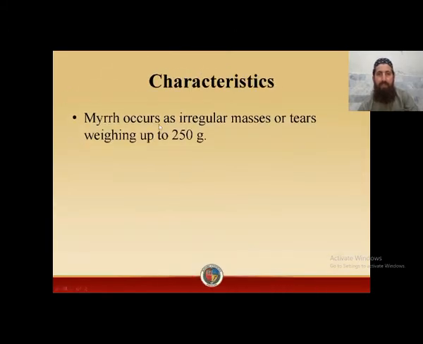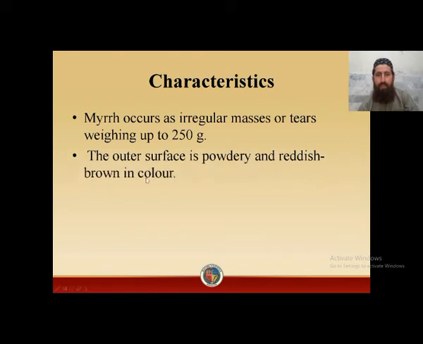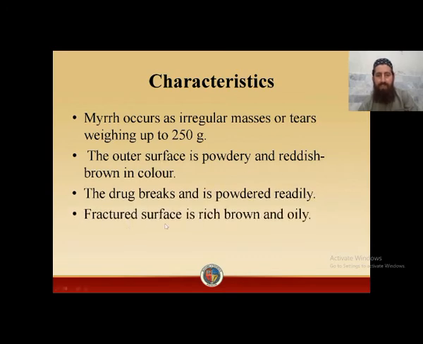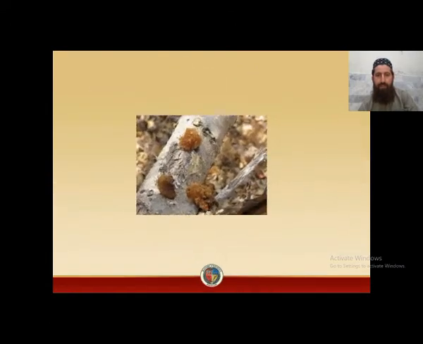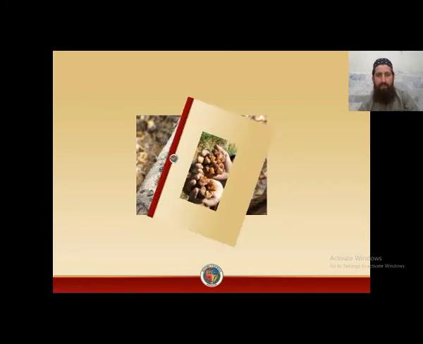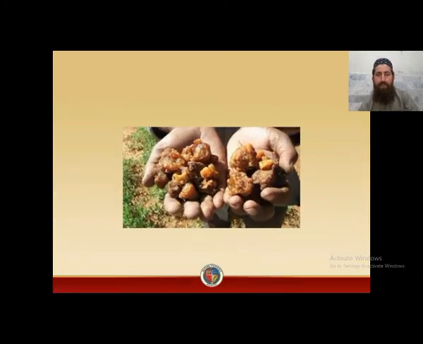Characteristics: Myrrh occurs as irregular masses or tears weighing up to 250 grams. The outer surface is powdery and reddish-brown in color. The drug breaks and is powdered readily. The fractured surface is rich brown and oily. Odor is aromatic and taste is aromatic also, but it is bitter and acrid. This is how it is produced on the stem of Commiphora molmol in the form of small tears. This is the collected drug in the hand of a native.